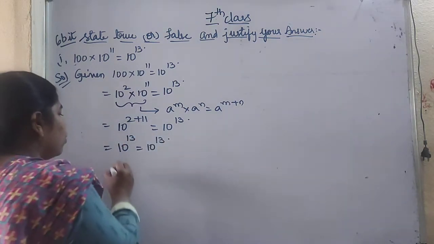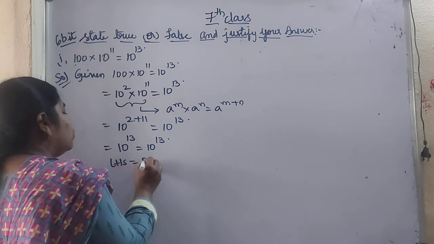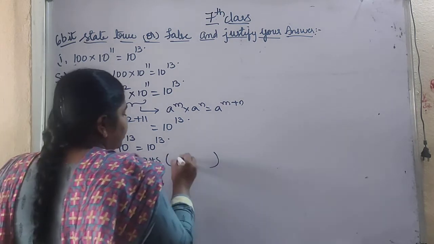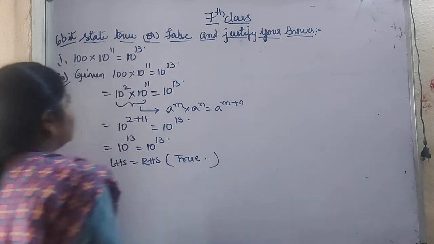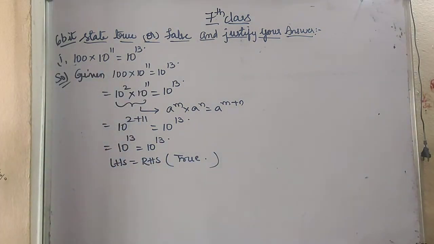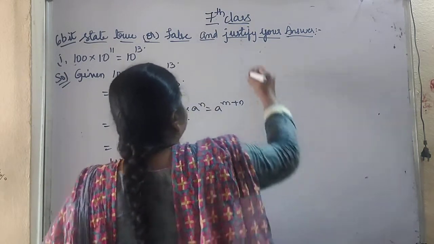So here you got the LHS value equals to the RHS value. So it is a true statement. So this is our first one. What is the first one? The first one is a true statement. Next, the second one.